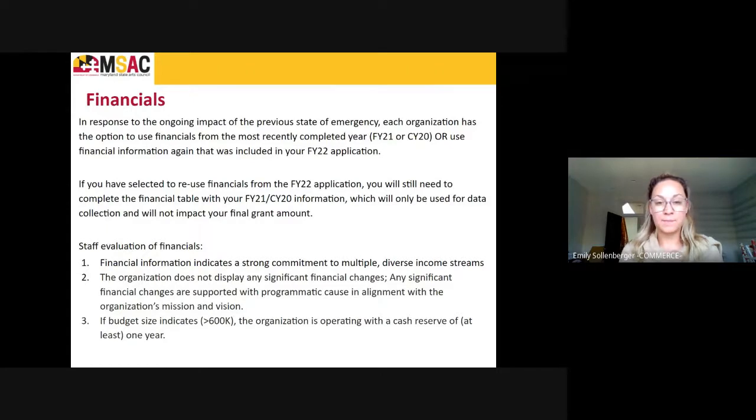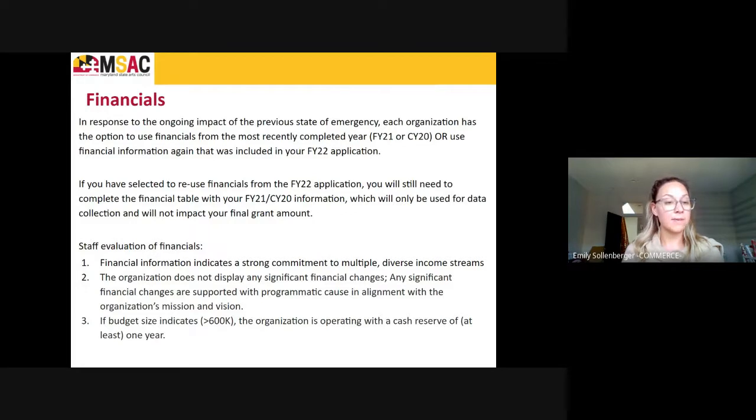The staff evaluation of financials includes: financial information indicates a strong commitment to multiple diverse income streams. The organization does not display any significant financial changes that are not supported with programmatic cause in alignment with the organization's mission and vision. And then we're also looking at if the budget size indicates over $600,000, that the organization is operating with a cash reserve of at least 1 year.